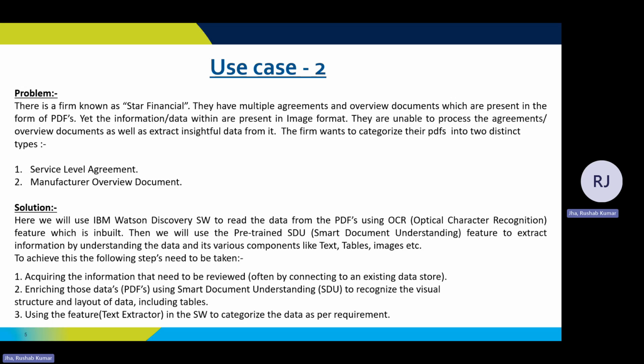At the same time, we'll try to categorize these PDFs into two distinct types: service level agreement and manufacturer overview document. For this use case, we'll use IBM Watson Discovery to read the data from PDFs using OCR, optical character recognition, a feature built into Watson Discovery. Then we'll use the pre-trained Smart Document Understanding feature to extract information by understanding the data and its various components like text, tables, images, etc. To achieve this, we'll take the next few steps I've mentioned here.